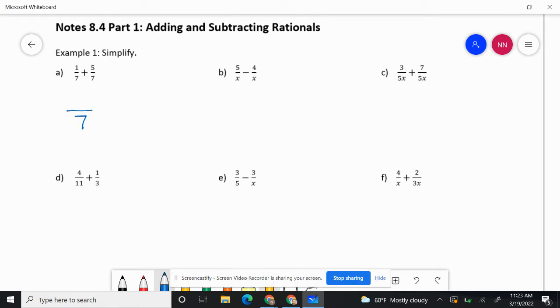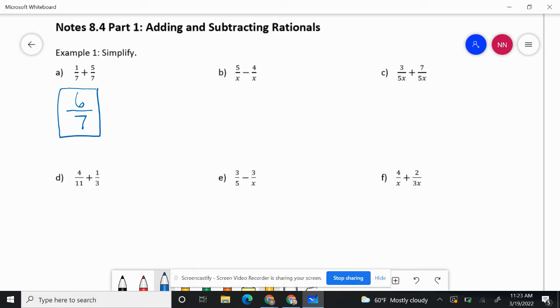And if you remember, whenever we have common denominators, we keep the denominator the same. We're not going 7 plus 7 is 14. So our denominator is the same at 7. Now what we do is we add the numerators. 1 plus 5 is 6. So our answer is 6/7.